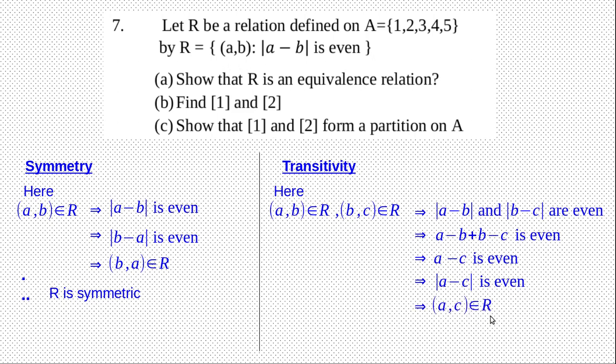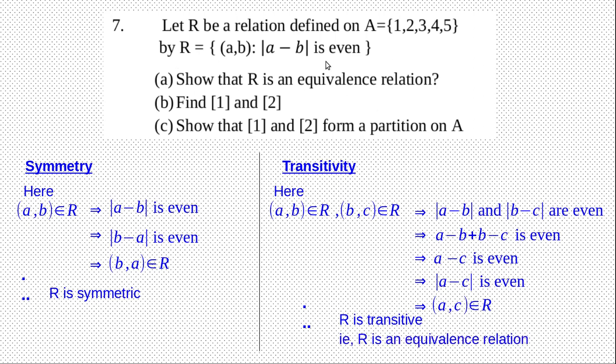Ordered pair AC belongs to R. It means that whenever AB belongs to R and BC belongs to R, then AC also belongs to R. That is the condition for transitivity. Hence, the relation is transitive. Then, this relation R is reflexive, symmetric and transitive. Those are the three conditions for an equivalence relation. Hence, the relation is an equivalence relation.